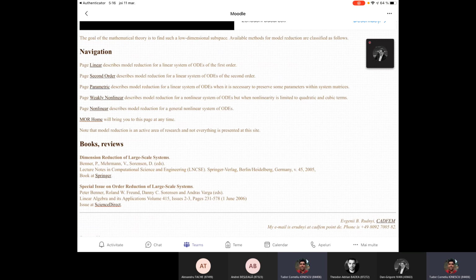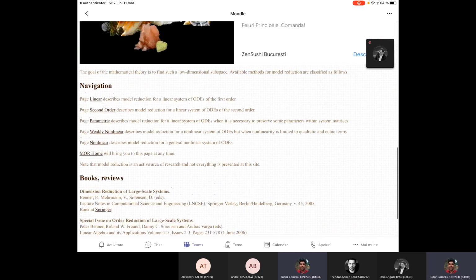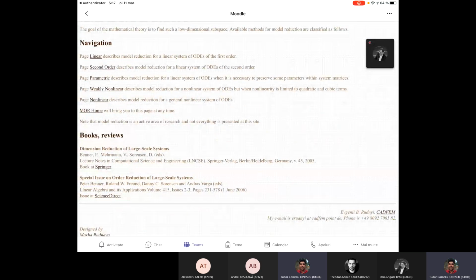The goal of the mathematical theory is to find such a low-dimensional subspace. Available methods for model reduction are classified as follows. Linear describes the reduction for linear systems, and this is what we're going to study. Second-order systems, for instance, for mechanical systems. Parametric, because the A, B, C matrices can also depend on parameters. In our case, we take the simplest case with A, B, C constant matrices. Nonlinear, weakly nonlinear, restricted to quadratic or cubic terms, but also nonlinear, which I have been working on in my research for the past 10, 12 years.